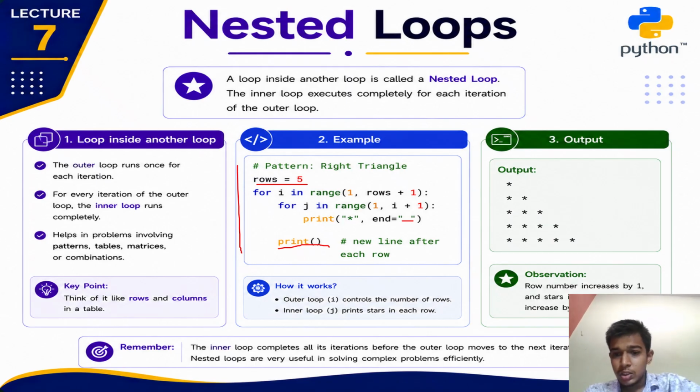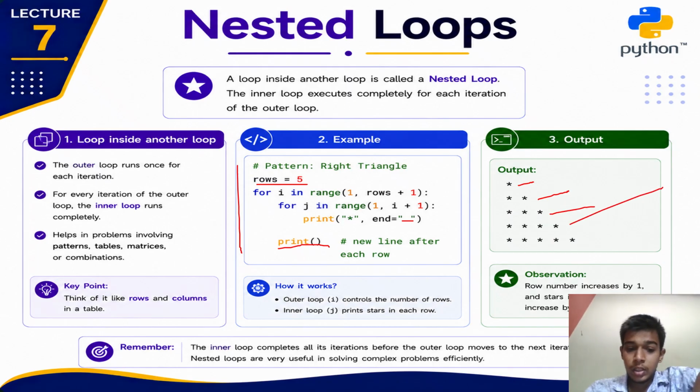Now let's see how this program works. During the first iteration, i is equal to 1. The inner loop runs only once, so the output will be only a single star as you can see here. During the second iteration, i equals 2, the inner loop runs twice, and then you can see 2 stars. Similarly, when i equals 3, 3 stars, i equals 4, 4 stars, and i equals 5, 5 stars. So the complete output becomes something like this.